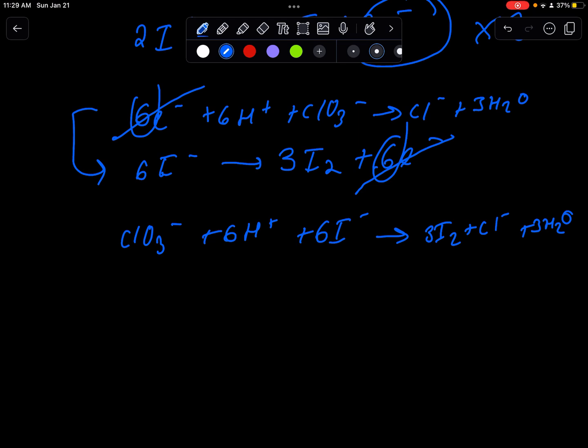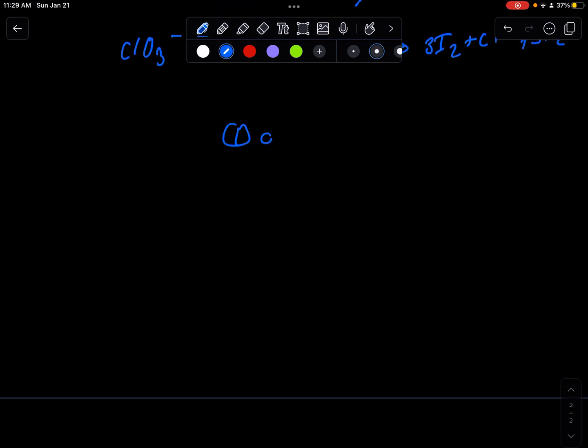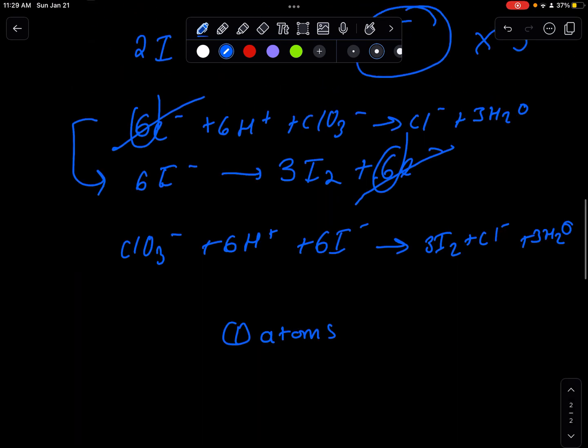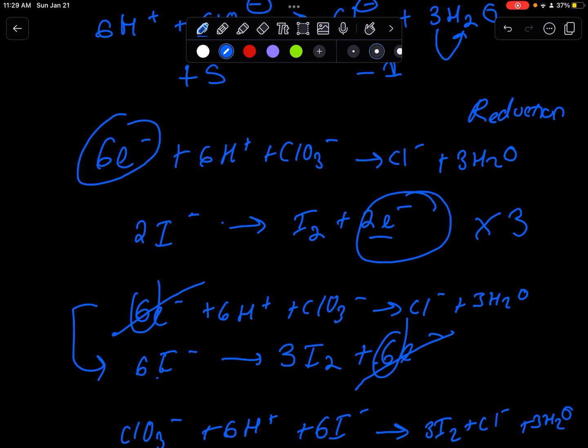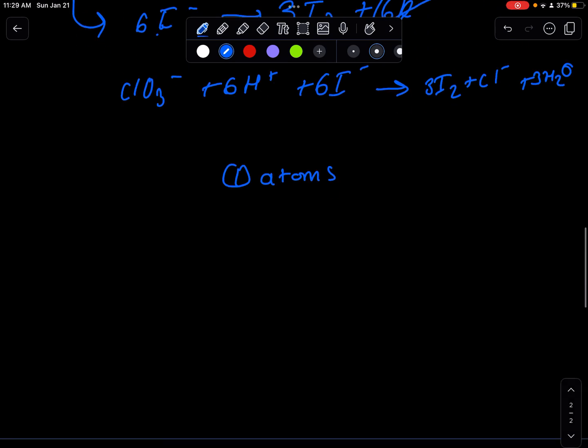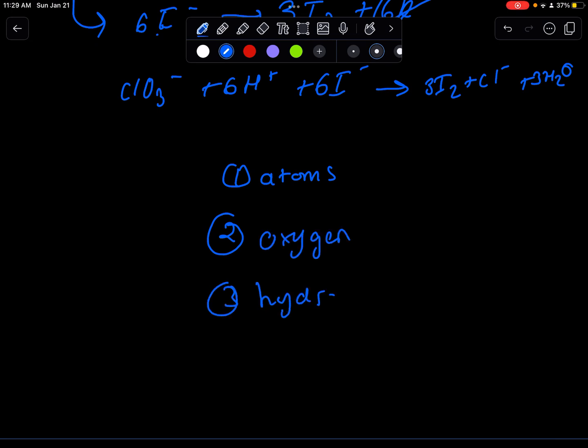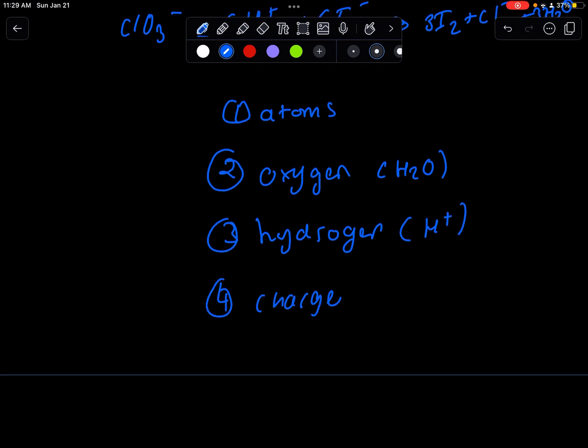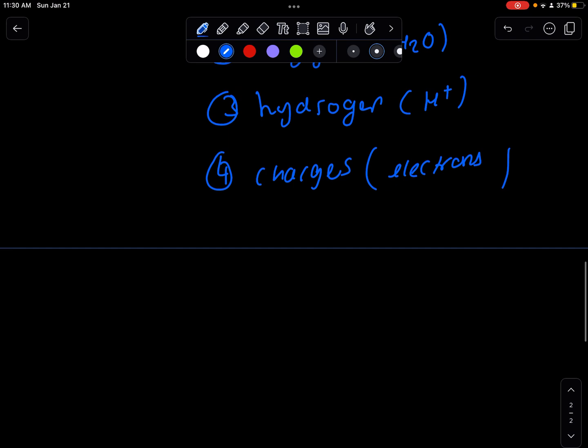So that is how we find the balanced redox equation. We split it into two half reactions, and we balance in this order. First, you balance atoms. In this case, originally in this equation we had I⁻ and I2, so we put a 2 in front. Then you balance oxygen by adding water. You balance hydrogen by adding H⁺. And then you balance the charges using electrons. If you follow these steps, you'll be able to balance every equation you see.